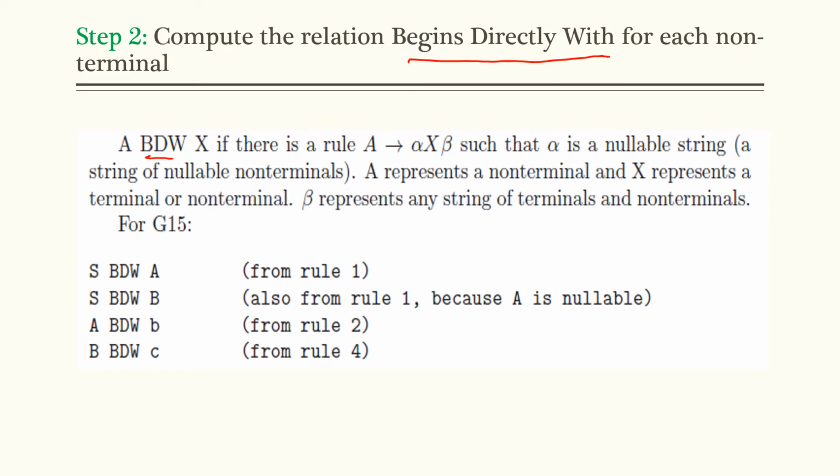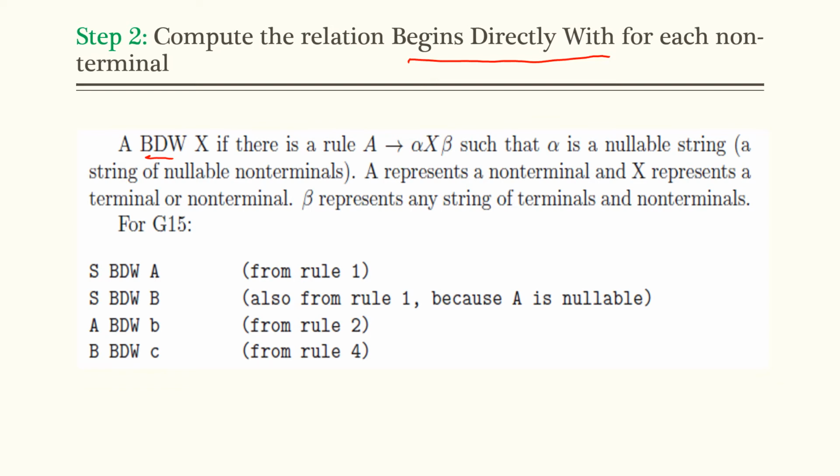We want to know what will be the begin directly with. So, if there is a rule A goes to alpha X beta, such that alpha is a nullable string, a string with a nullable non-terminal. A represents a non-terminal, X will represent a terminal or a non-terminal, and beta will represent any string of terminals and non-terminals.